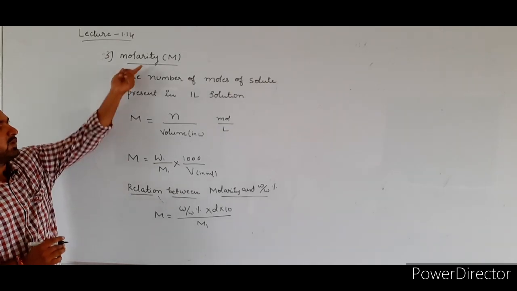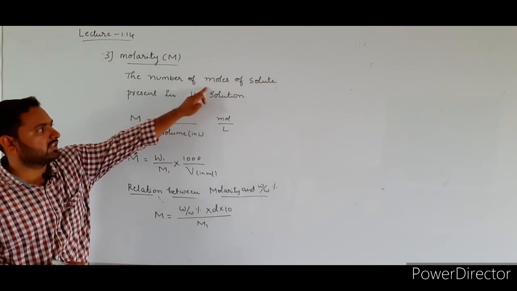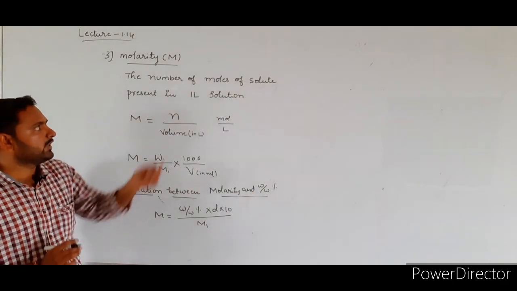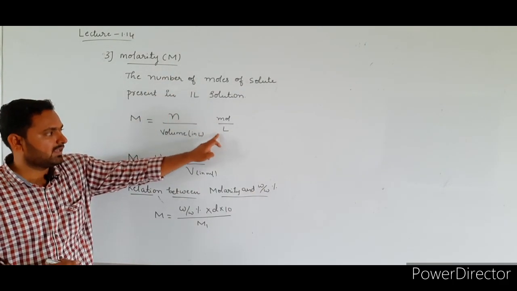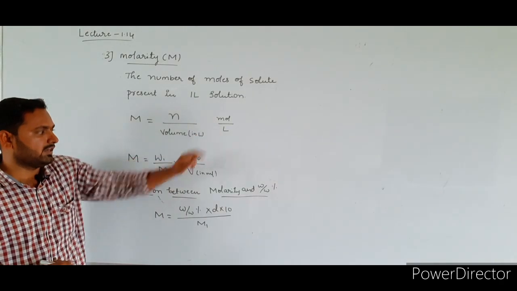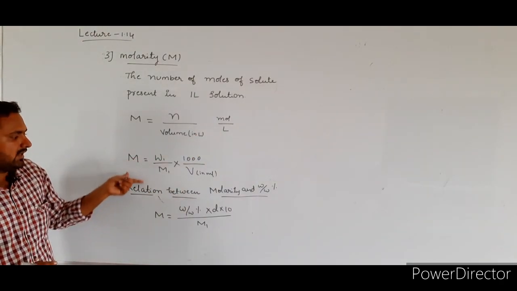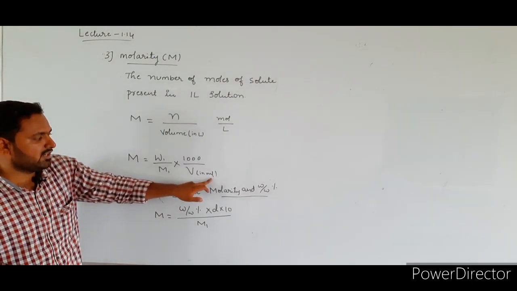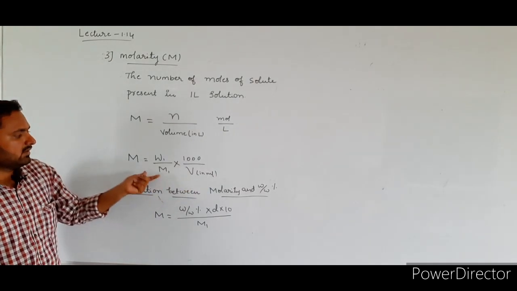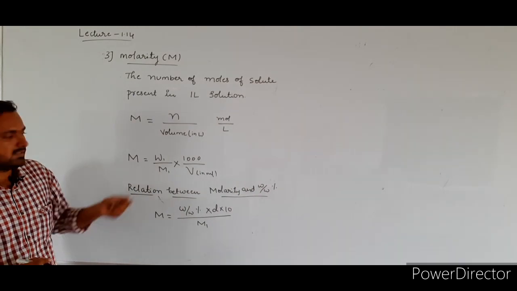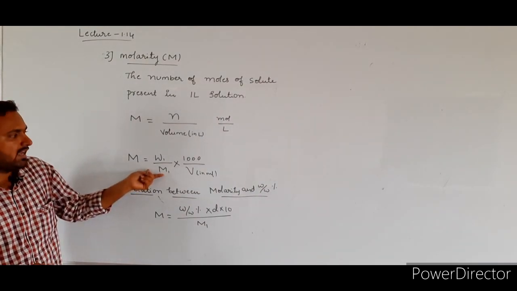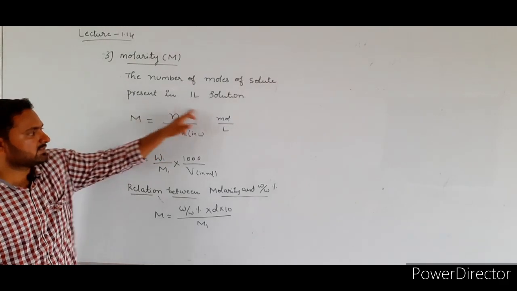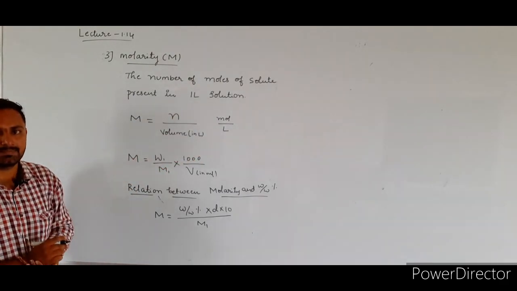Okay, what is molarity? The number of moles of solute present in 1 liter solution. What is the unit of molarity? Mole per liter. Okay, this is the mathematical expression when volume of solution is given in ml and when the mass of solute is given in grams. If they have given moles, you can directly use this mathematical expression.